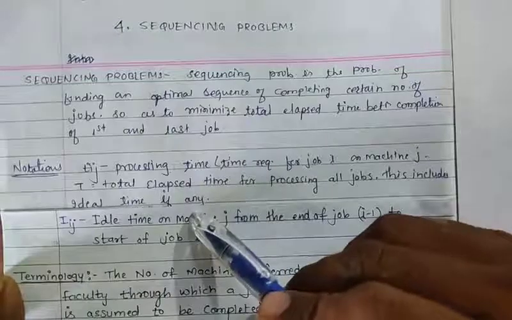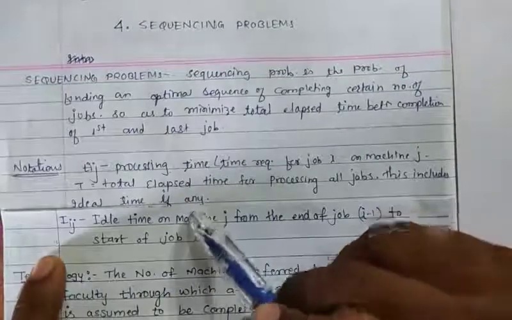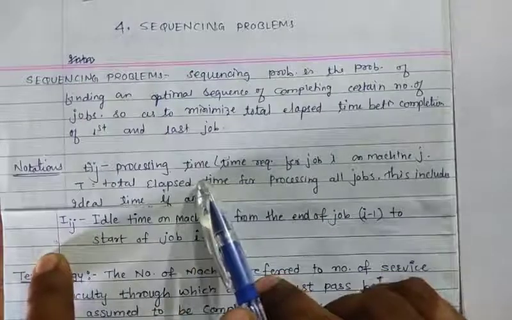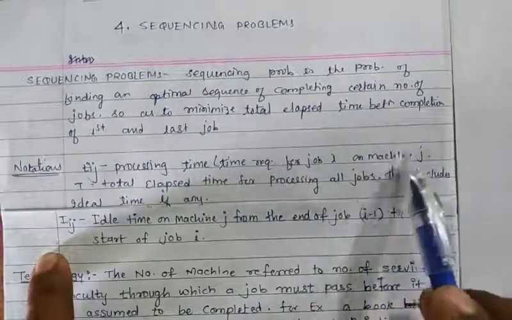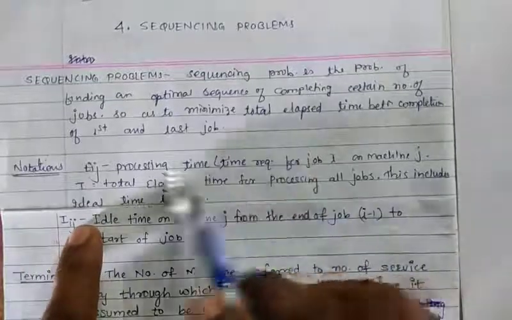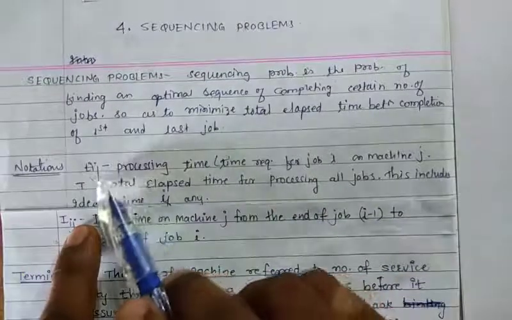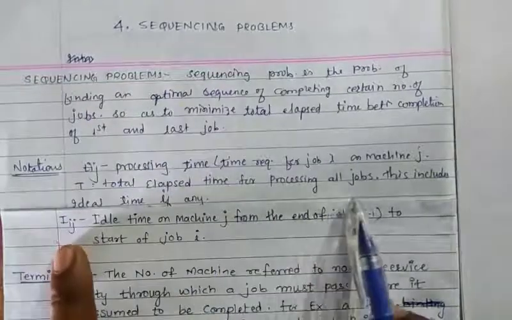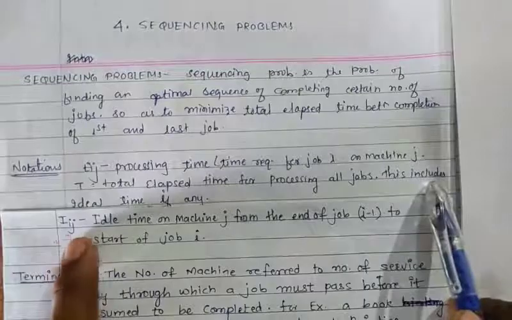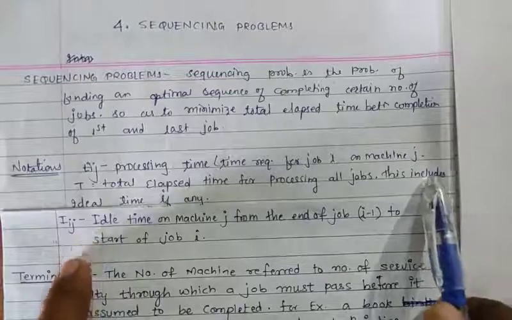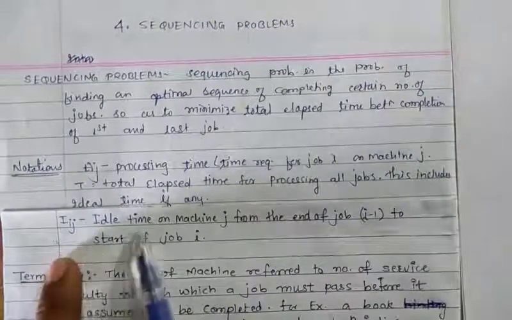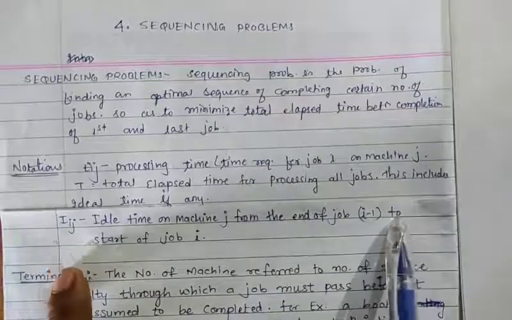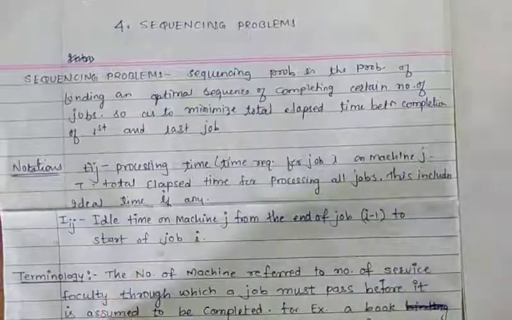The notations for this sequencing problem: Tij represents the processing time, or time required, for job i on machine j. So i to j is the time, which is Tij. Next, T is called the total elapsed time for processing all jobs. This includes idle time, if any. Now Iij is the idle time on machine j from the end of job i-1 to the start of job i.